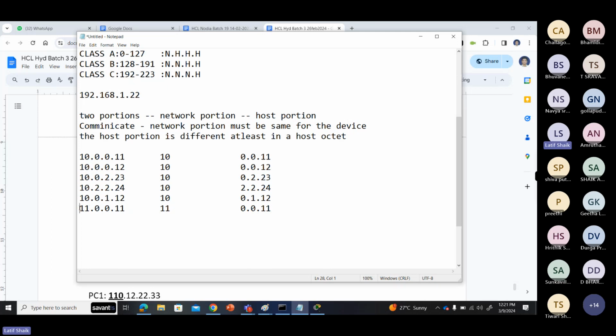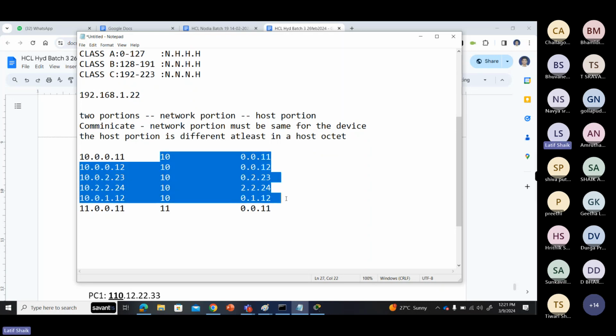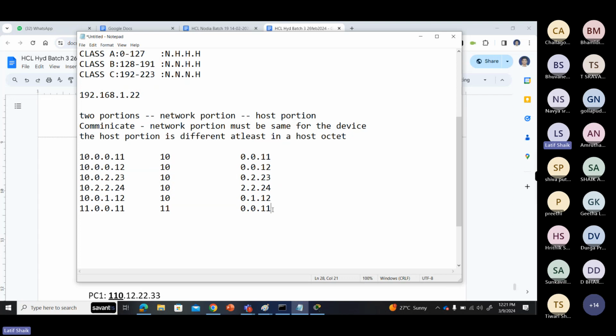See, it is a different network. See, this network is changed. Okay. We cannot communicate through different networks directly. In the same segment, we cannot communicate with different network versions. When the network version is different, it is a different network only. Okay. These are all the same network. This is a different network.